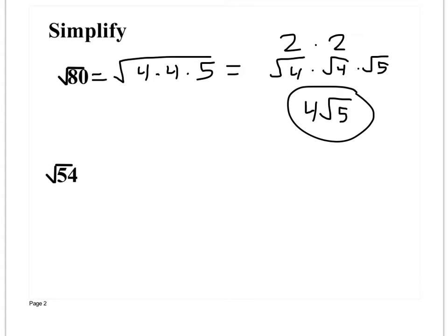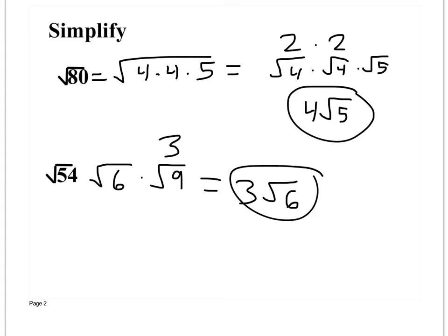Let's do square root of 54. What do you think I can break up 54 into? One of them needs to be a square. How about 6 and 9? What's the square root of 9? 3. So there's my answer: 3 square root of 6. Is there anything else I can do to 6? No. Alright. Any questions? This is a little easy.